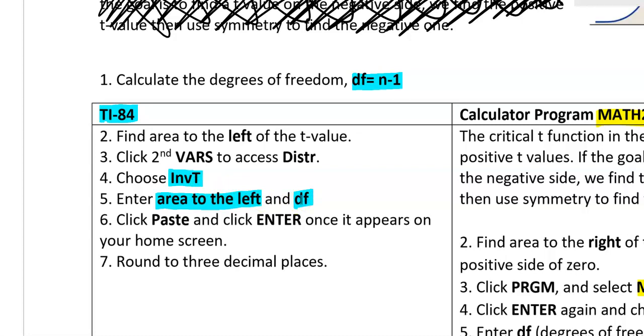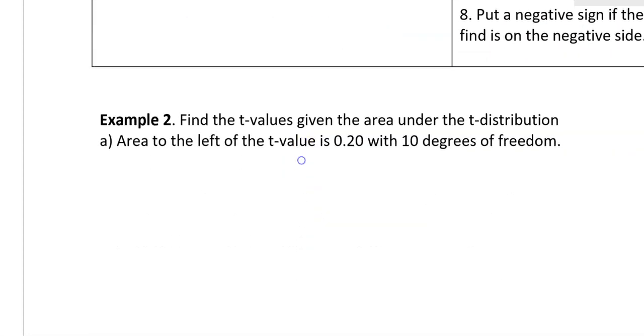So depending on which area the problem gives you, you always need to make sure you have the area on the left, and that's the one we enter into the inverse t. Once you hit paste and click enter, we're going to round our final answer to 3 decimal places. So let's look at some examples.